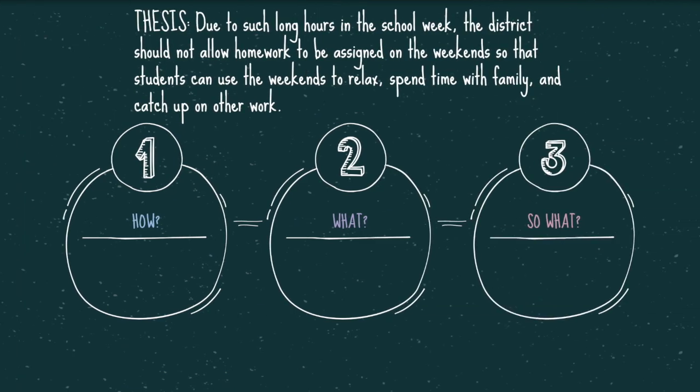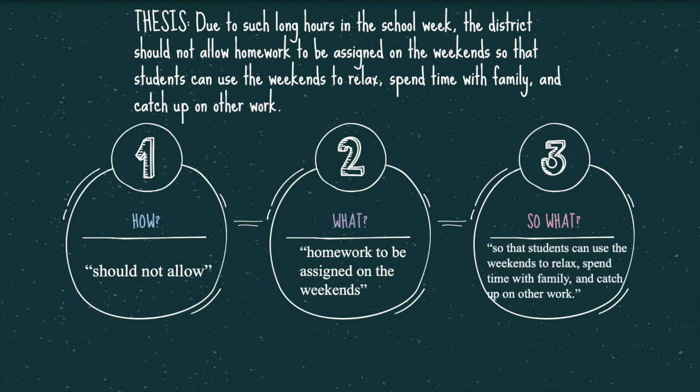So now that we did that, now that I went from the beginning, I'm going back to my first strategy and working backwards to make sure that I answered all the questions and parts of a thesis statement. So I'm going to the how, my opinion. I said that they should not allow homework to be assigned. The what, how am I addressing the prompt? Am I making sure that the question's being answered? The prompt asked if homework was to be assigned on the weekends, so I made sure that I put that in my thesis. And finally, the so what. What are my reasonings? And I said so that students can use the weekends to relax, spend time with family, and catch up on other work.